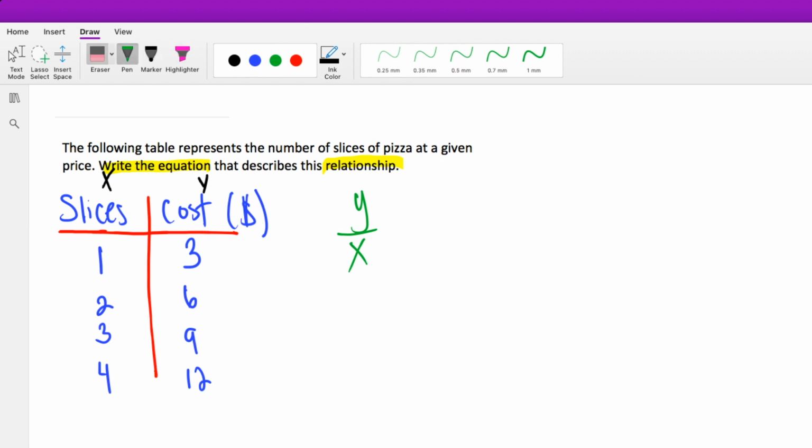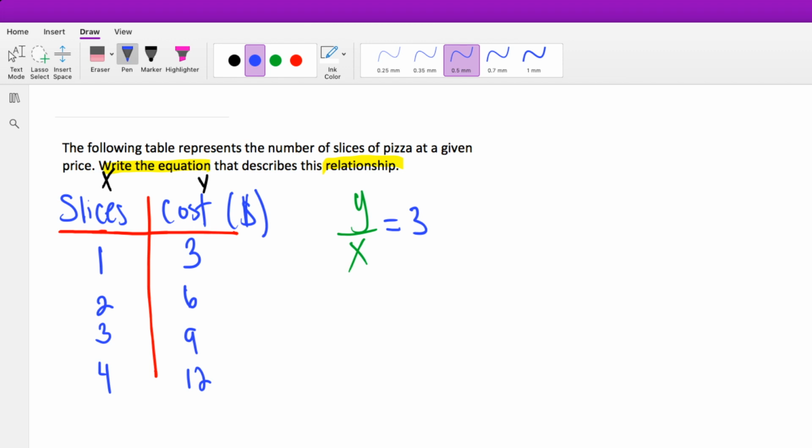So let's start with the 3 and the 1. 3 over 1 equals 3. 6 over 2 also gives us 3. 9 over 3 gives us 3. And then so does 12 over 4. So what do we see here? We see that we get a 3 every single time we use this y over x function. So we're going to say y over x is equal to 3 because that's what we get every single time.